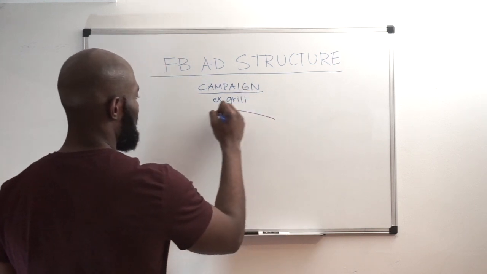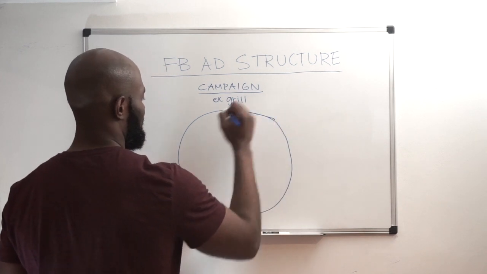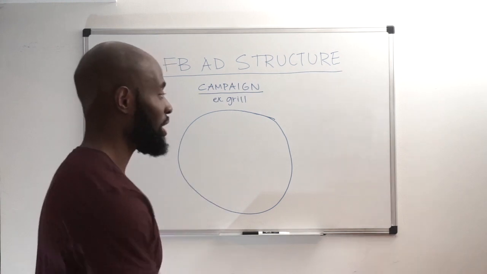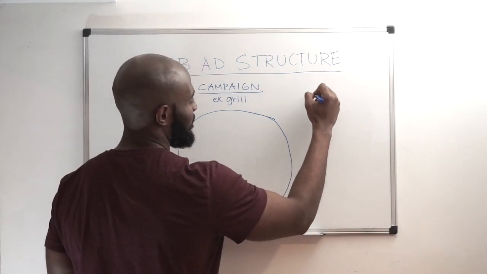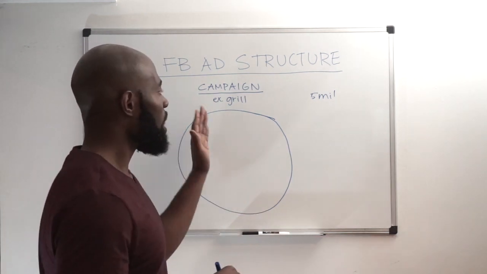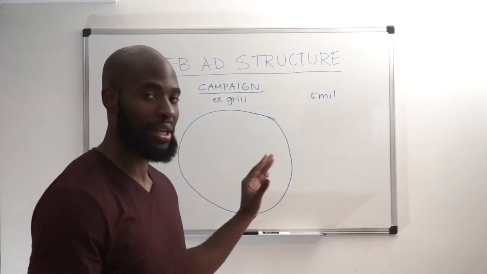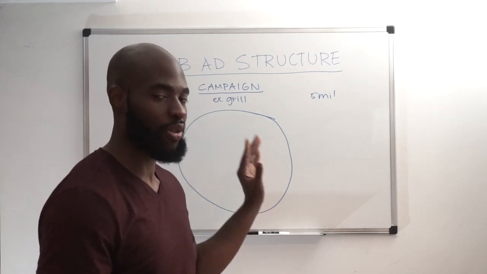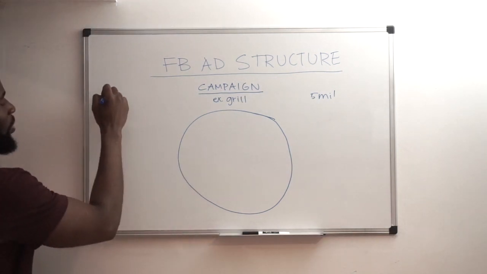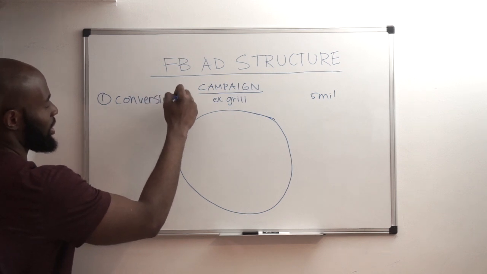So, let's draw the entire population of people that might be interested in grilling. Okay, let's say this is like 5 million people, right? 5 million people in this population. What a campaign objective does is a campaign objective focuses your particular ad based off of the objective that you pick. So let's say the first objective that you pick is you want conversions, right? Basically, you want sales.